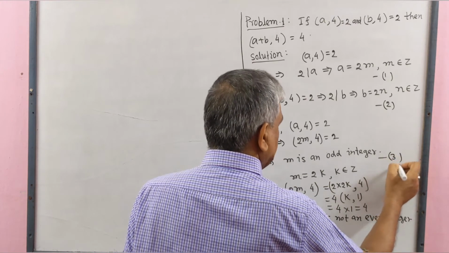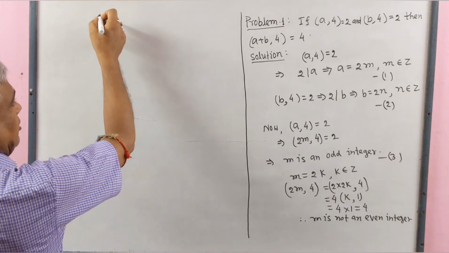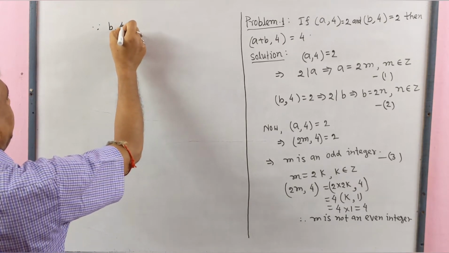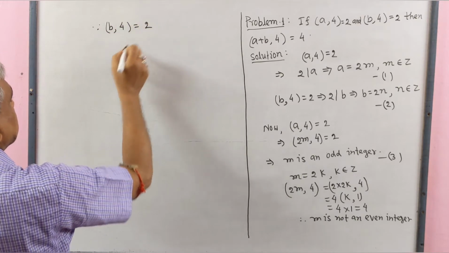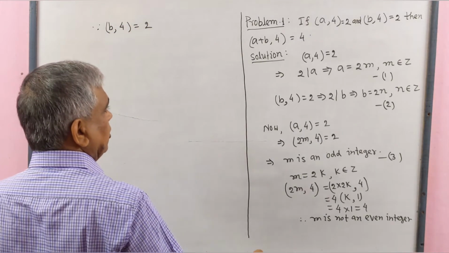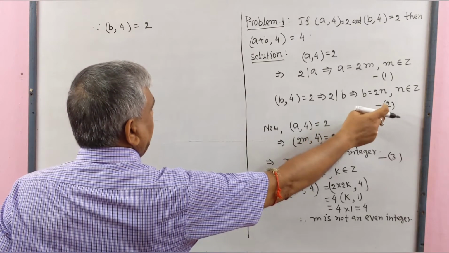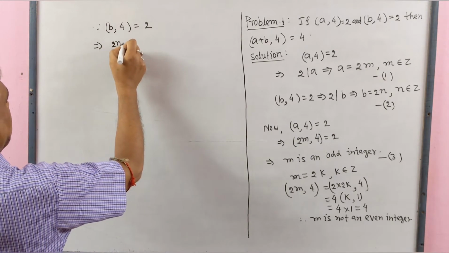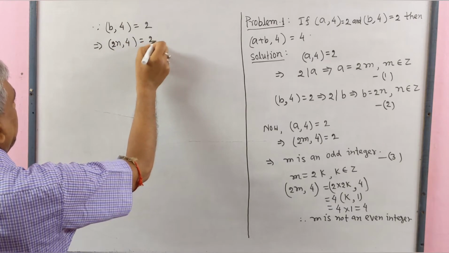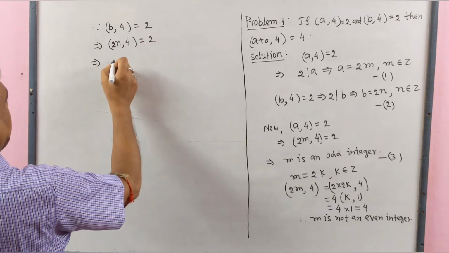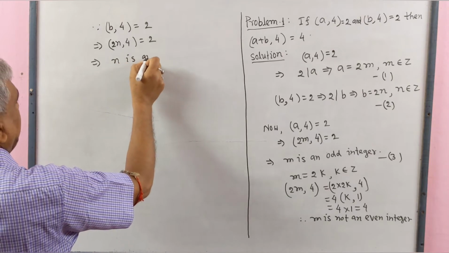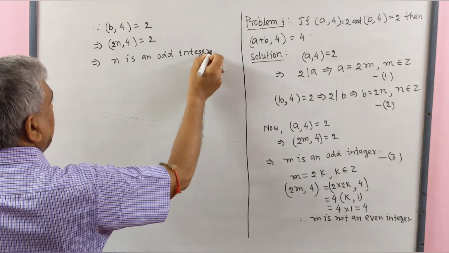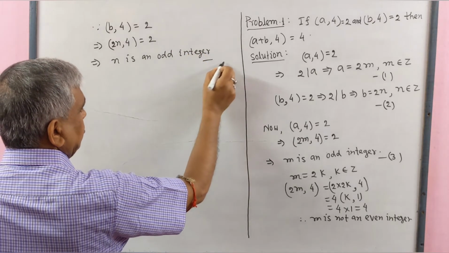This is number 3. Again, since GCD of B and 4 equal to 2, and we put the value of B equal to 2n, similar to above case, n is an odd integer. This is number 4.